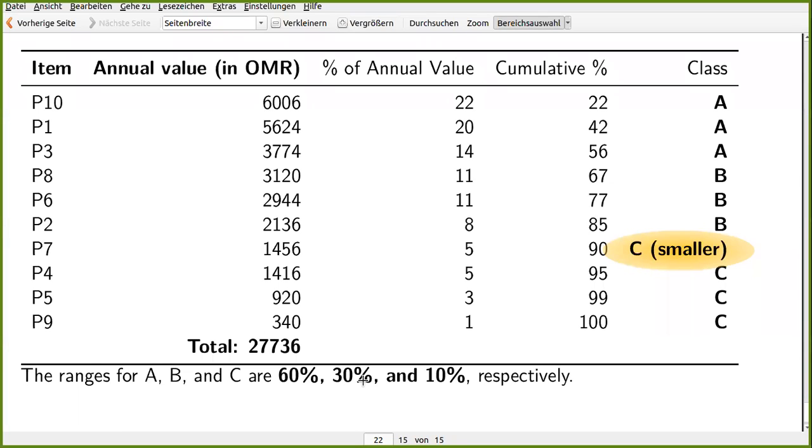Sir, even if the cumulative percent is 100, we consider it as C? Yes, because this needs to be included, otherwise we would have one or two items that are in another class like D. So for A, everything that is smaller than 60. For B, everything that is smaller than 90. And the rest, including the 100%, is C.